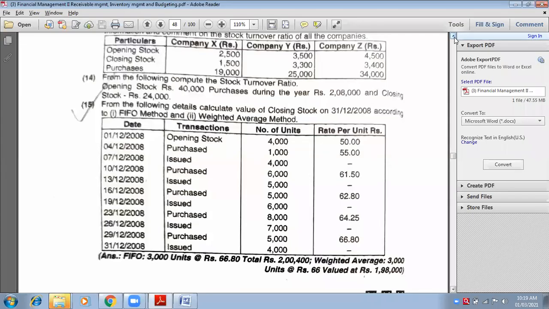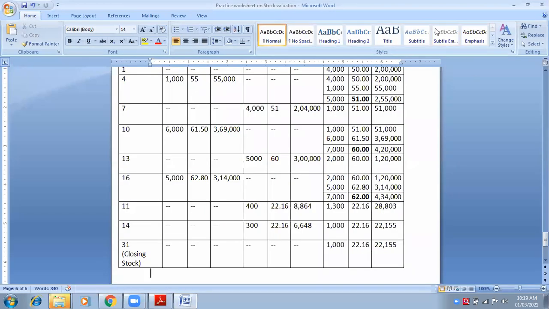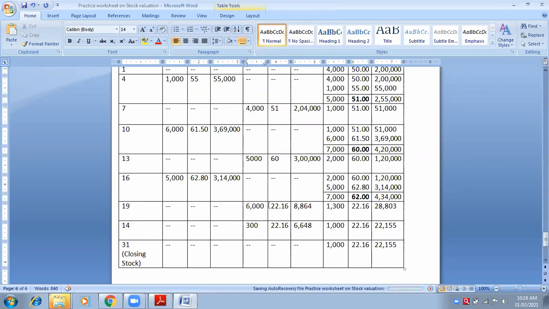Okay. Which date were we on? 19th. On the 19th, issued 6,000 units. Issued means the receipt column is nil and 6,000 units are issued. Now tell me, what should be the rate of issuing 6,000 units? 62.00. Very good. So how much should be the amount? 3,72,000.